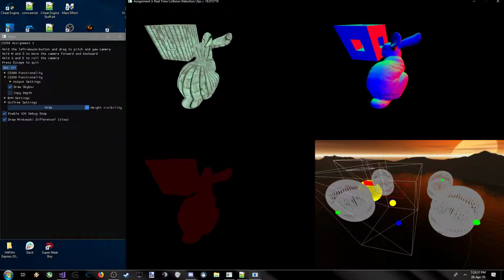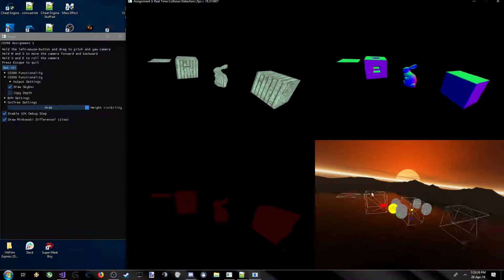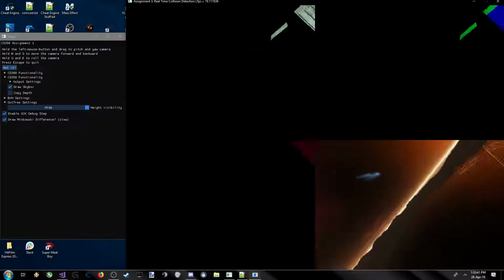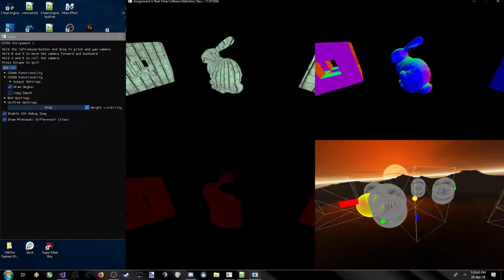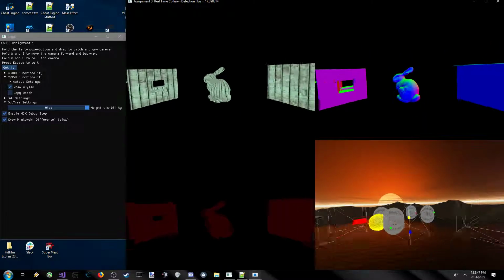So that's what this program does. In addition to lighting, it has a skybox, it has debug stuff. I'm proud of it, but I'm throwing it away because it's messy.